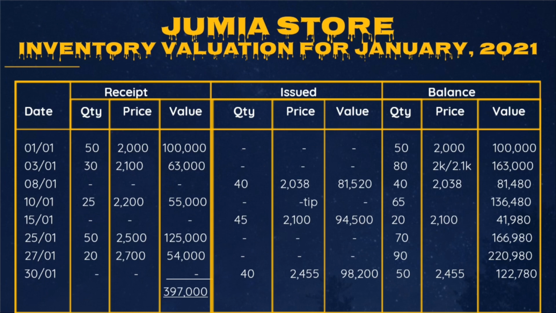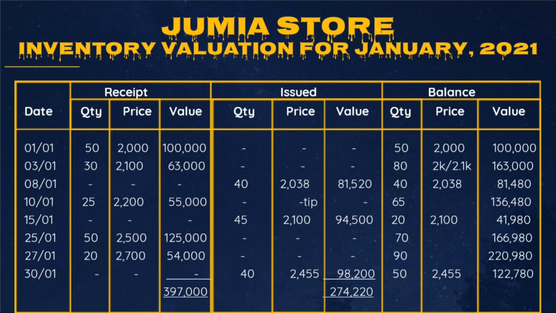So if we go to the issue side, if we had all the values together, that is 81,520 plus 94,500 plus 98,200. That is going to give us 274,220. That value represents the cost of goods sold in the case of a retail or a wholesale business, or the cost of raw materials supplied or used in the case of the production process.